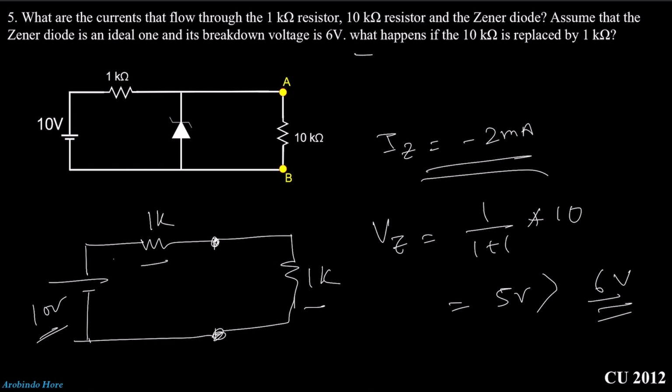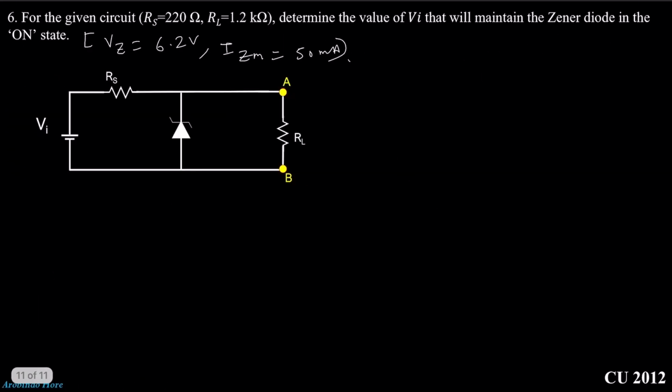So what happens if the 10 kilo is replaced by 1 kilo? If we replace the 10 kilo resistance with 1 kilo resistance, then the Zener diode will be turned off and this circuit will not act as a voltage regulator. Okay. Now let's go to the next question.